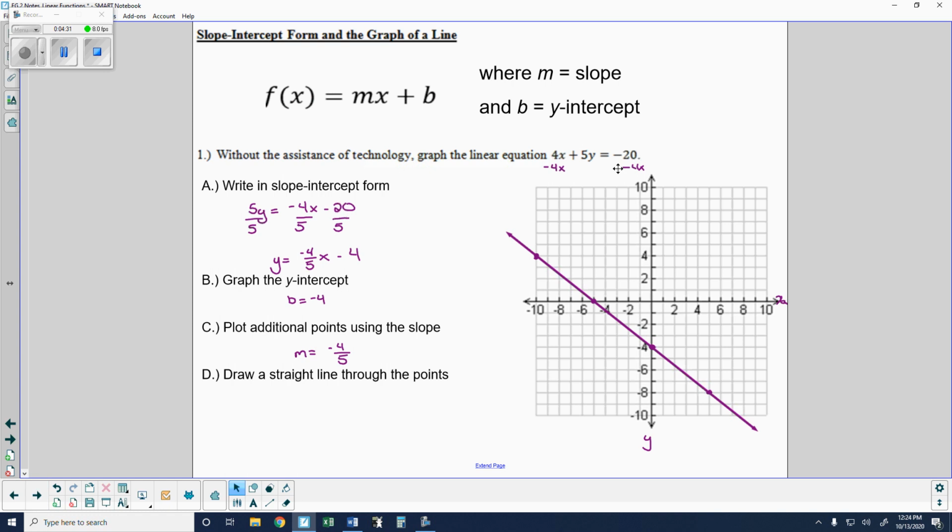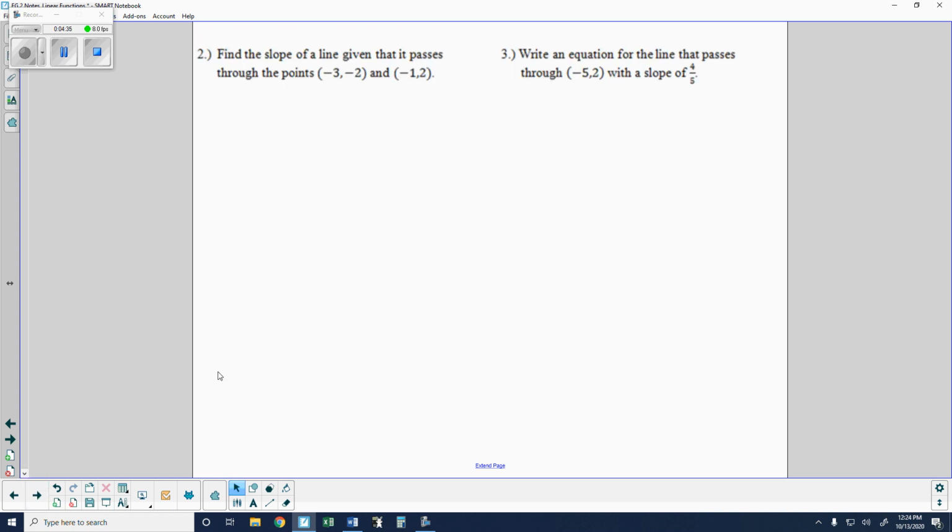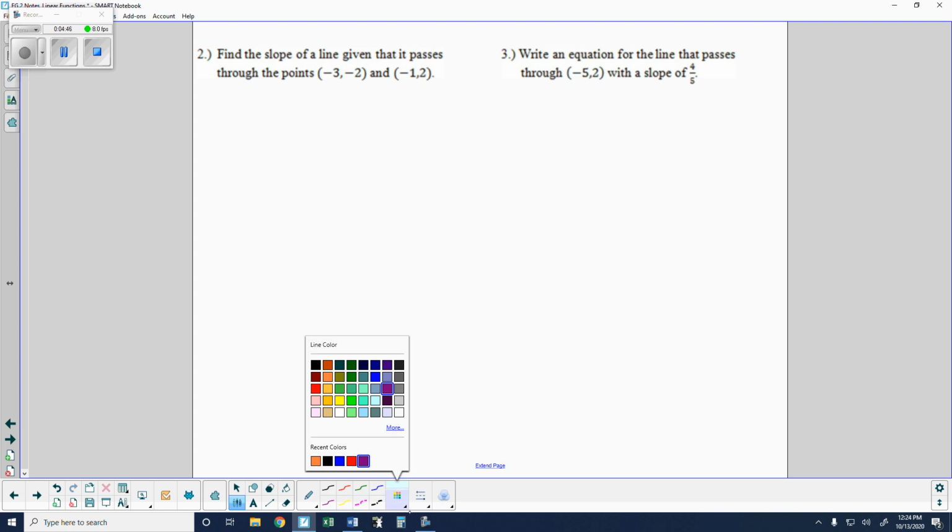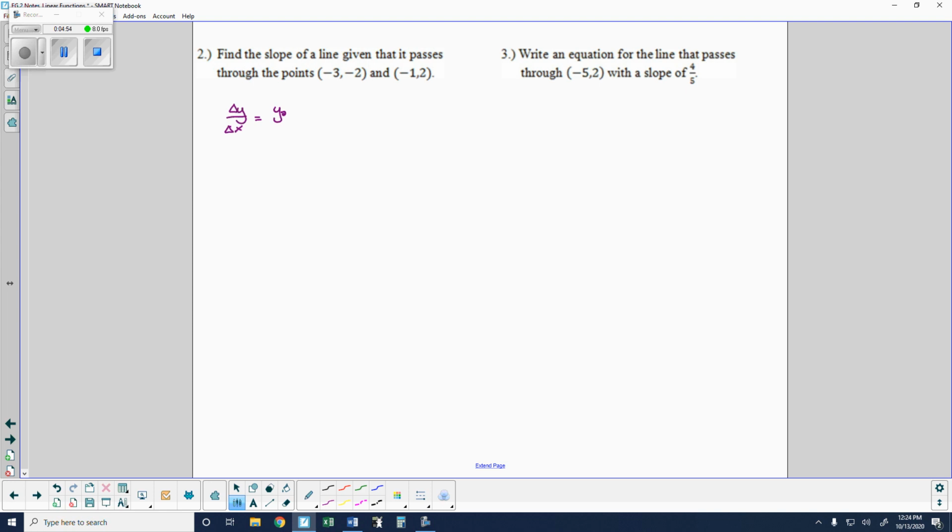Now, what if they don't give you the equation of the line and we have to figure out the equation of the line? Well, let's take a look at an example here. Problem number 2 says find the slope of a given line that passes through the points (-3, -2) and (-1, 2). Remember, slope is the same thing as average rate of change. So we just worked with average rate of change. That's the change in y's over the change in x's, or y2 minus y1 over x2 minus x1.